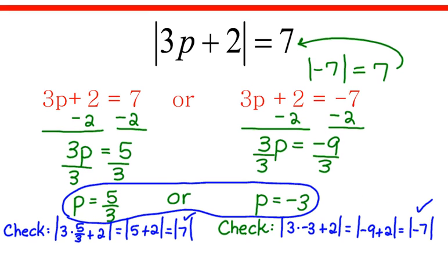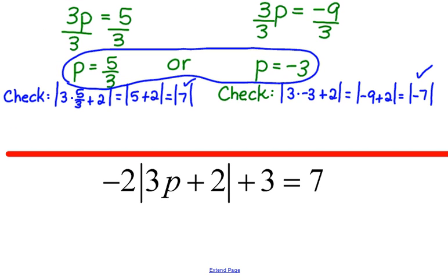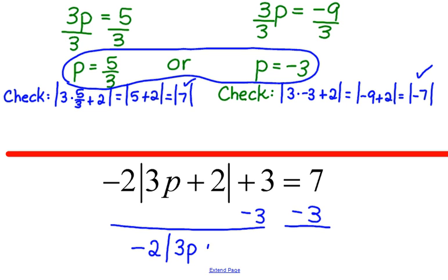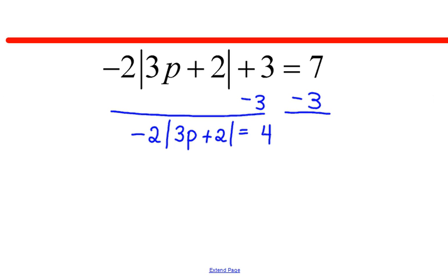Now let's go down and try another situation. So we have negative 2 times the absolute value of 3p plus 2, plus 3 equals 7. So before you can go through that process of setting up 2 different equations, you need to isolate the absolute value. So our first step would be to take this 3 away. So we'll take 3 away from both sides. And that would leave us negative 2 times the absolute value of 3p plus 2 equals 4. And then we would need to divide by this negative 2. We need to get rid of that as well.